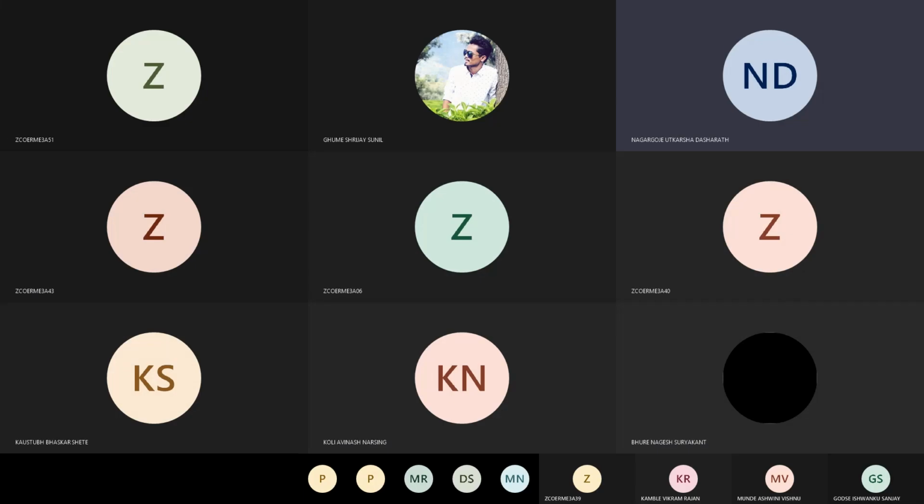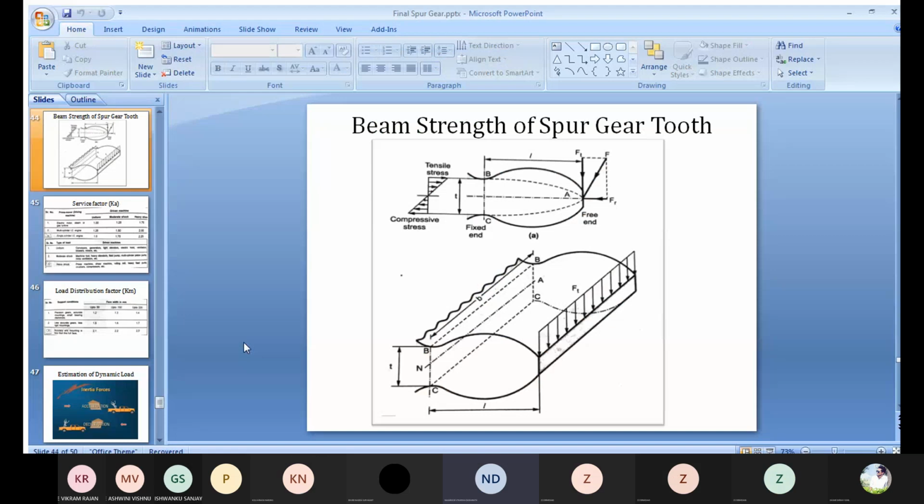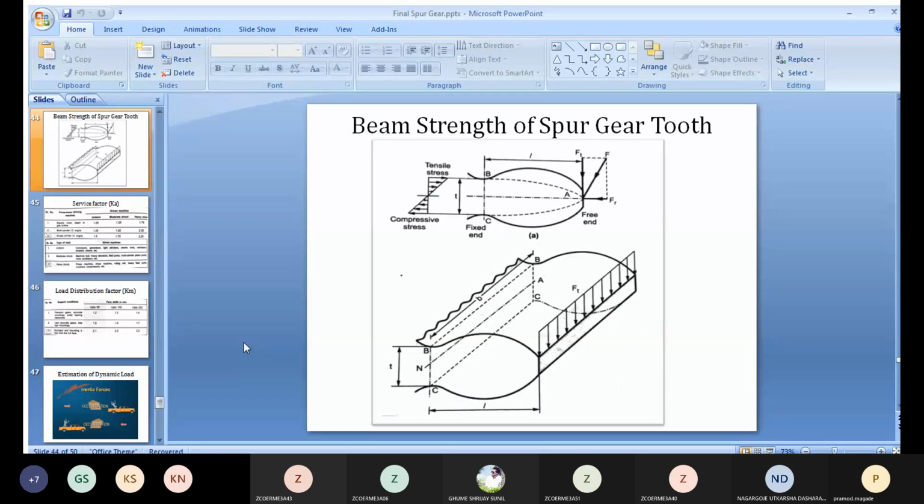Velocities formula also given. Correct. Pitch line velocity formulation I have given you, and the two types we have seen.